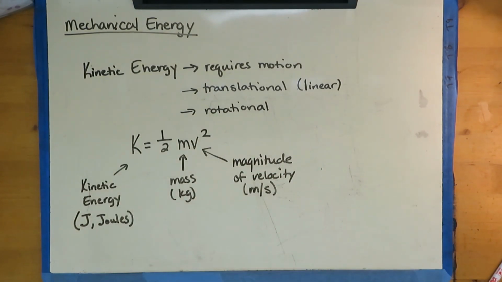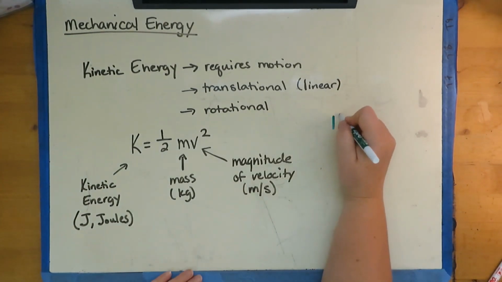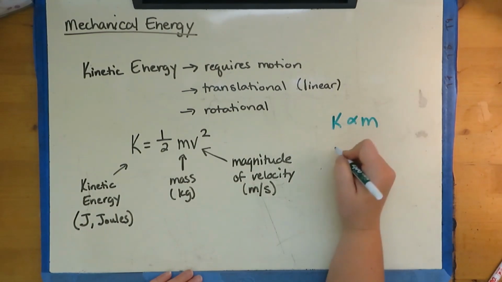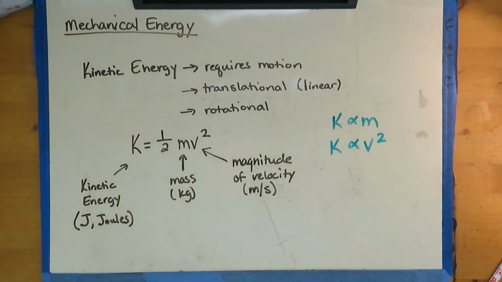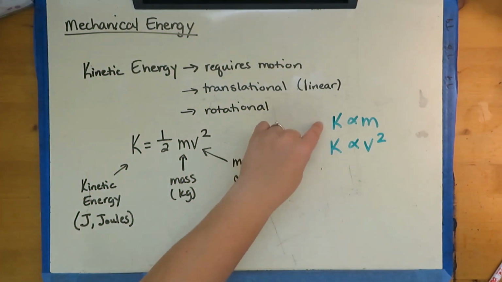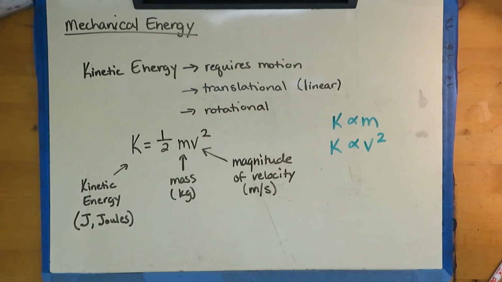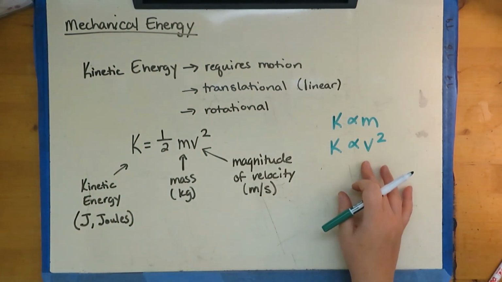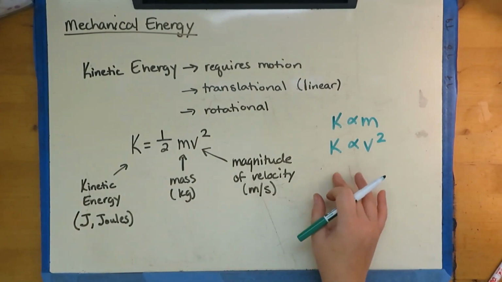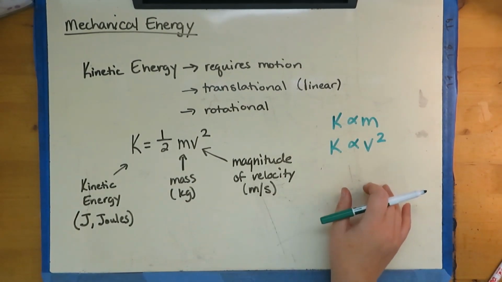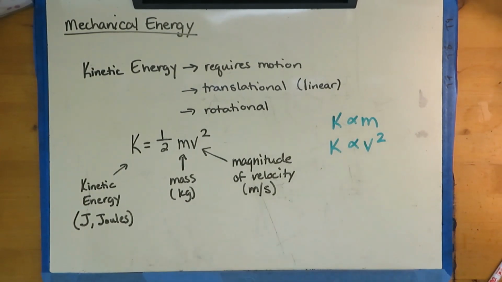X or Y dimension. So basically what this tells us is that our kinetic energy is proportional to mass, and our kinetic energy is proportional to our velocity squared. So if I double my mass, I'm going to get double the kinetic energy, but if I double my speed, my velocity, I'm going to get 4 times the kinetic energy. So changes in kinetic energy are going to be largest when you have very large changes in speed.